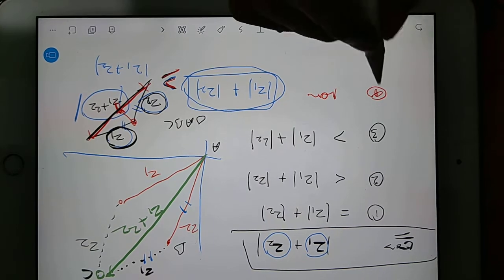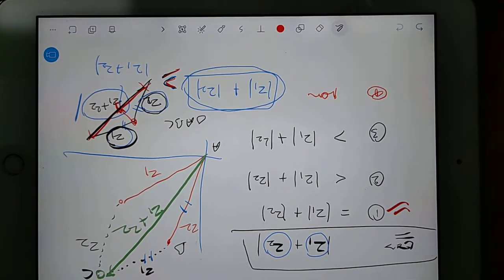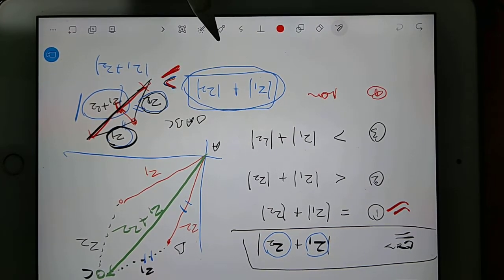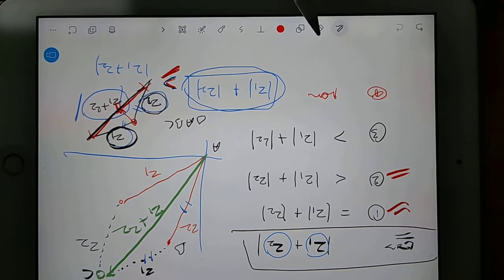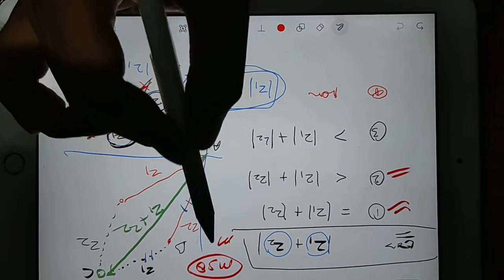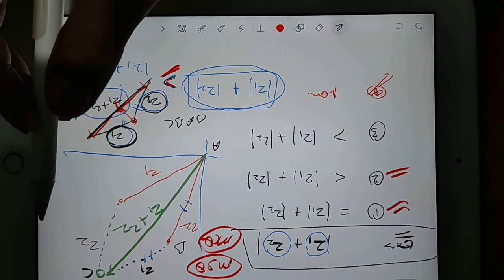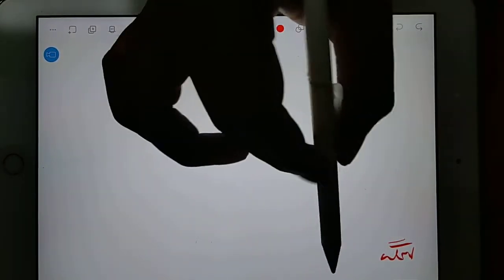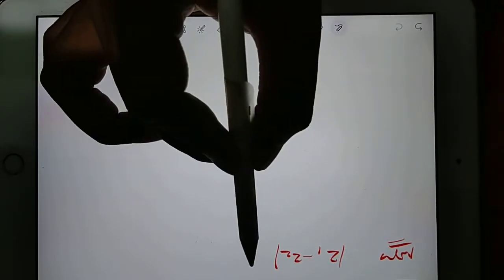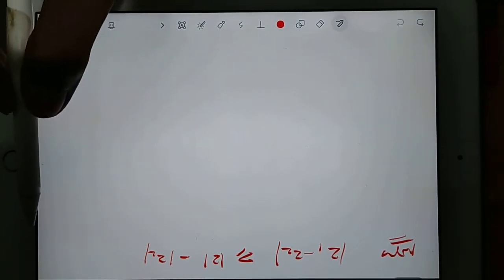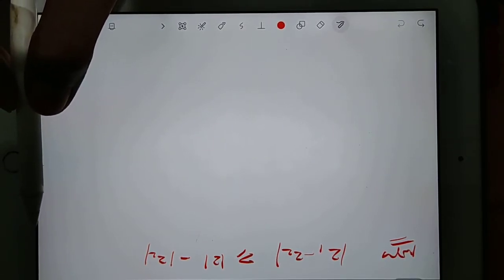In the question, this is also representing the correct answer because of the equal sign, and this is also representing the correct answer. If the question is MSQ, then you hit both. But if the question is MCQ, then hit none. Now I'll change the page and take the note. Mod of Z1 minus Z2 is greater than or equal to mod of Z1 minus mod of Z2. With the help of that triangle concept, you can remember this.